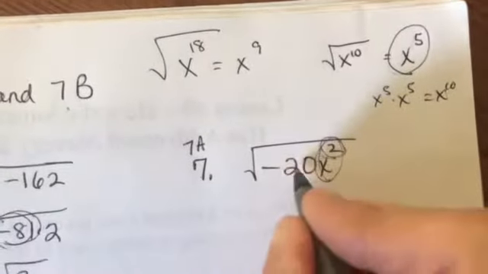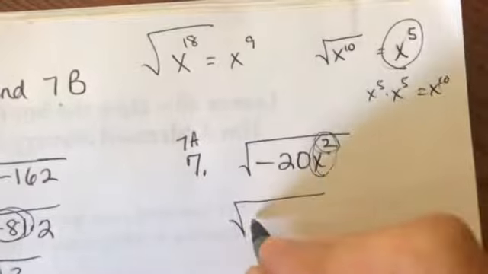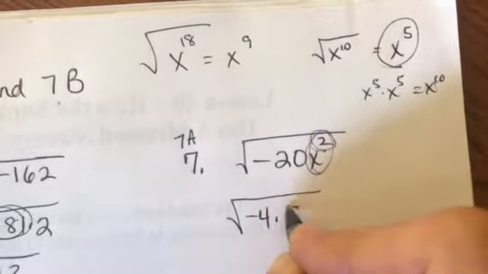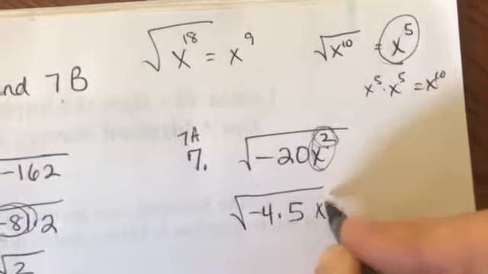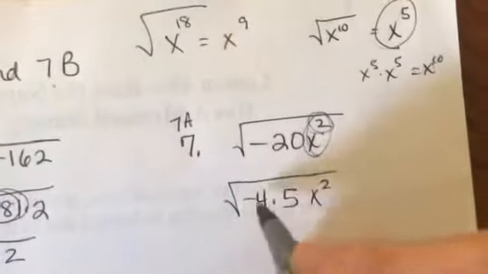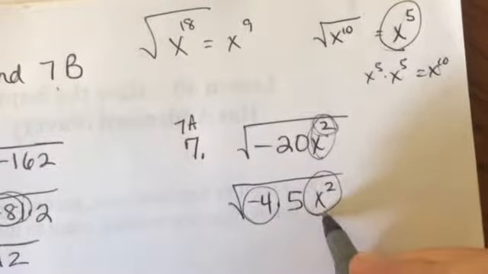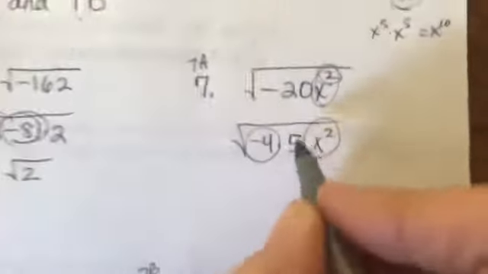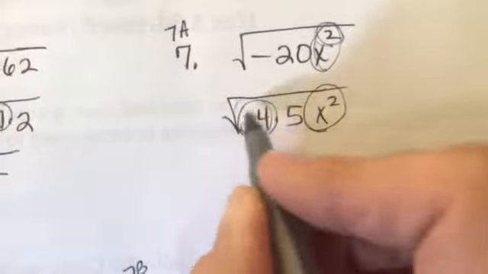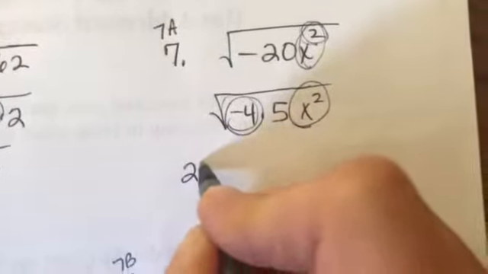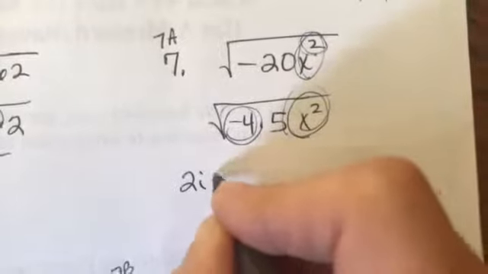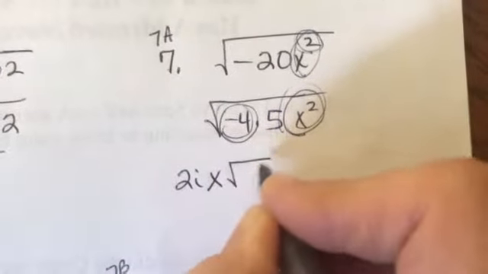Love that. Does 20 have a perfect square in it? And I would say, yeah, 4. 4 times 5 is 20. And I personally like to circle what I can pull out. That way I know what still has to stay under the radical. So when you pull him out, think about it. That's a 2i. When you pull this out, it's an x, and I'm still left with the square root of 5.